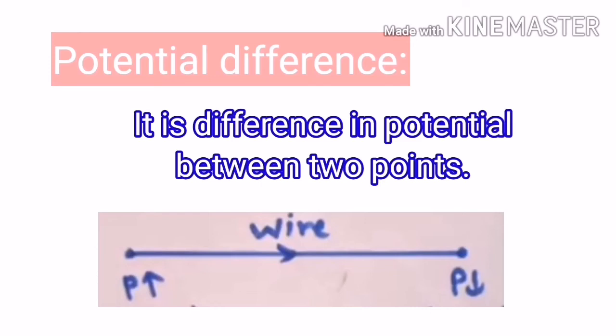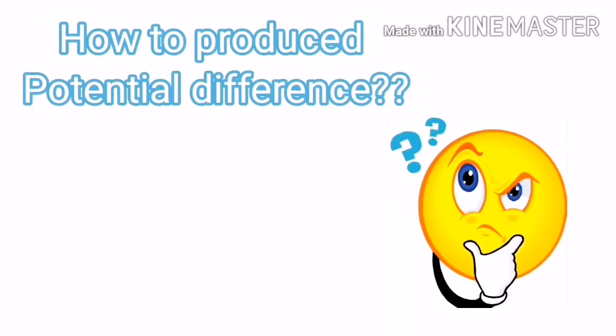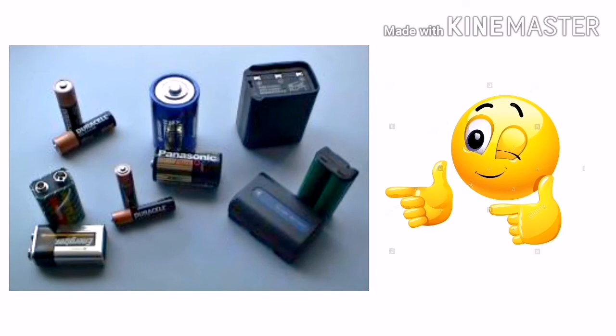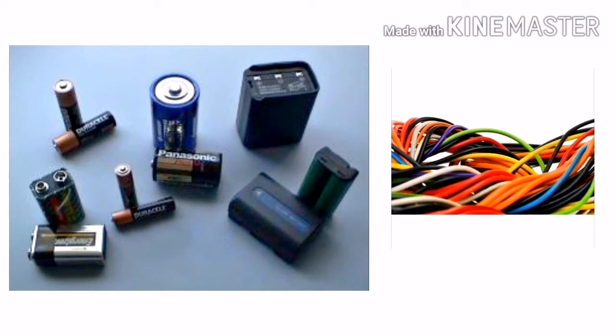So students, always remember that between two points there is a potential difference. Now students, how do we produce potential difference with the help of wires? Think, students. We can produce potential difference with the help of cells or a battery, as you can see in this picture. Using a battery and wire we can make the current flow.